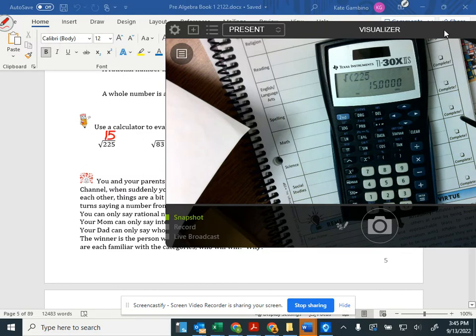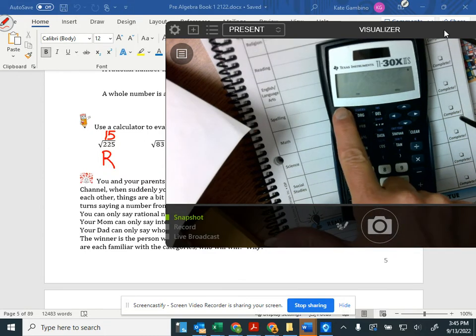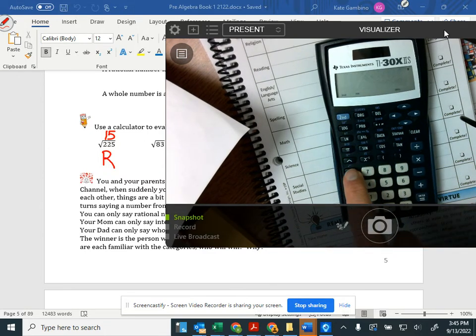So now we need to decide, is 15 rational or irrational? 15 is a whole number, so that is rational. Our next one is the square root of 83. So I'm going to clear it. I'm going to go to the second, go to where that square root is, and then it's of 83.